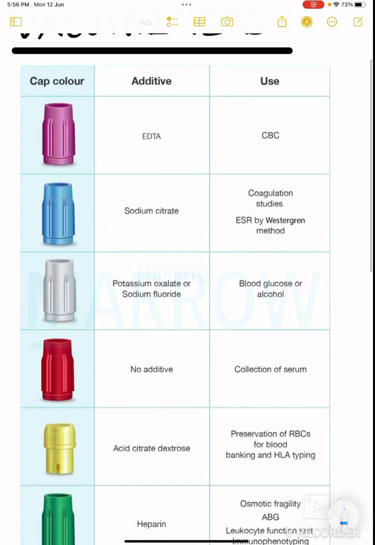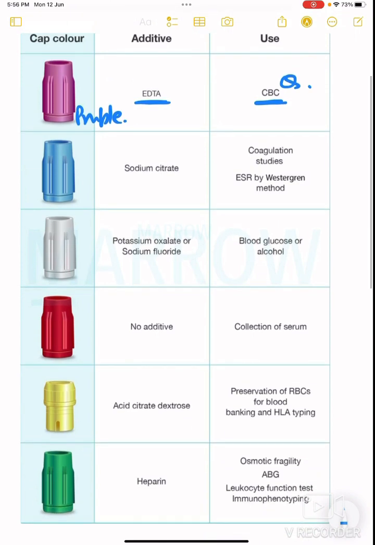So first of all, coming to the purple vial. In the purple vial, the additive is EDTA and you must all be knowing that the use is CBC. If you don't know the uses still, no need to worry. When you go to internship, you will easily remember which container is used for which purpose. It will become very easy once you go to internship. Before internship, it was very hard to remember these things.